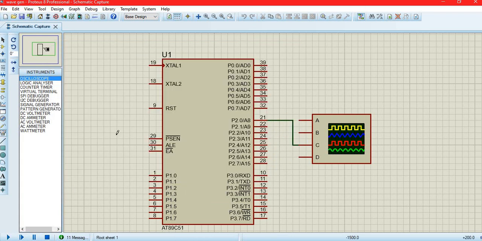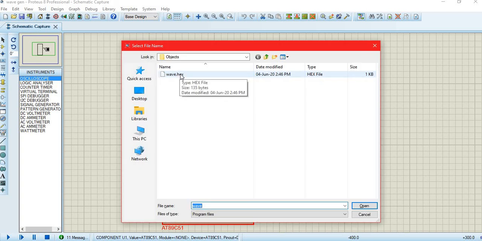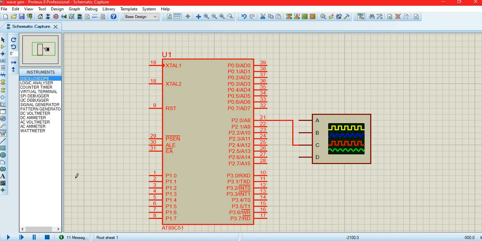Now in order to run the simulation, you need to select the hex file. In order to select the hex file, just double click on the microcontroller and you will find the program file. Just browse it. Then select the hex file and click on open and then OK. Now in order to run the simulation, just click on the play button.